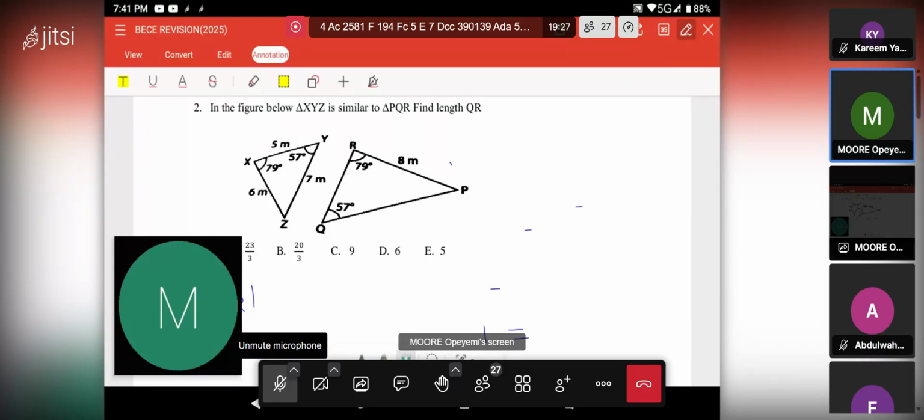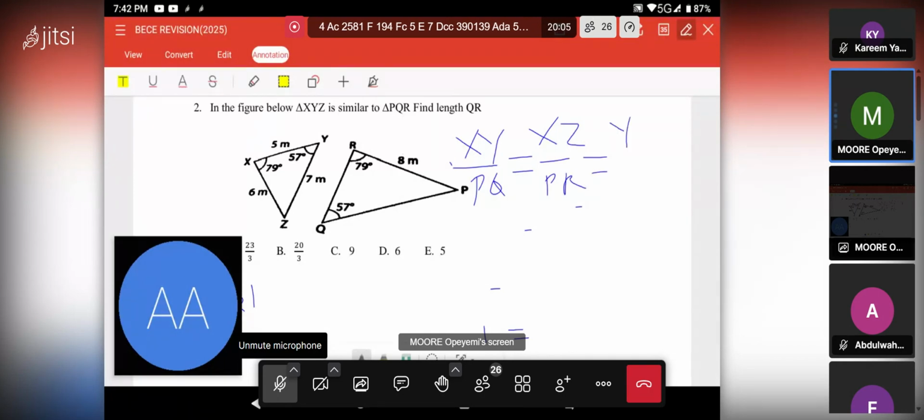That is why I say line XY over line PQ is equal to, I pick another two letters from the first triangle, XZ. Look at the way I pick the first and the last. So in the second triangle too, I will pick the first and the last, which is PR, is equal to, then the last two, YZ over the last two, QR.